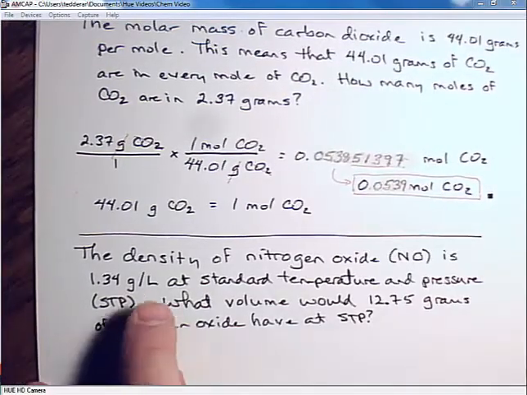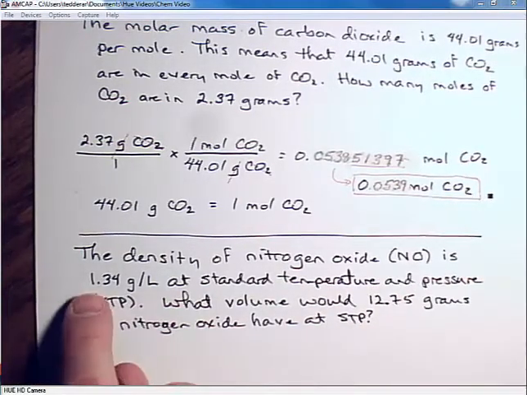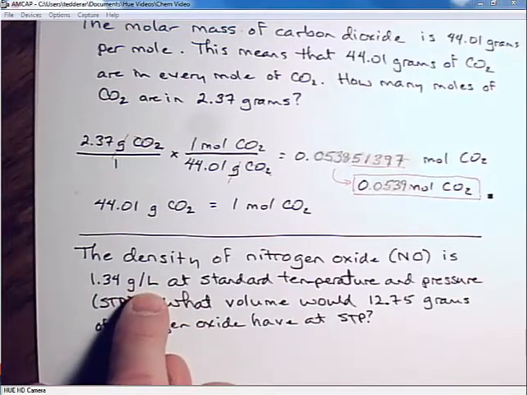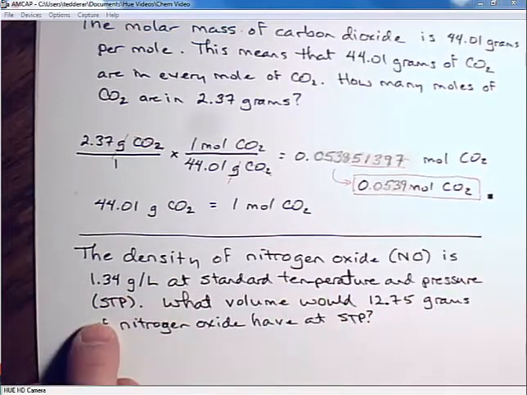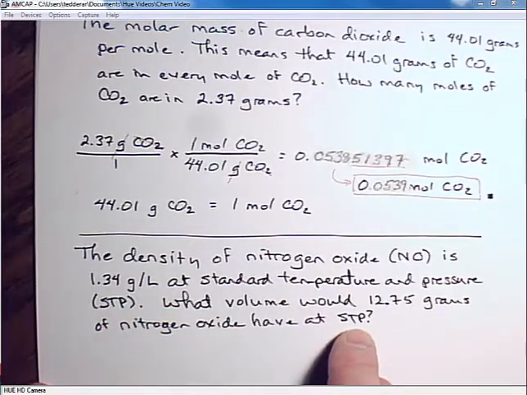Okay, so here's a new problem then. The density of nitrogen oxide, which is NO, both capital letters, is 1.34 grams per liter at standard temperature and pressure, and that's STP. What volume would 12.75 grams of nitrogen oxide have at STP?